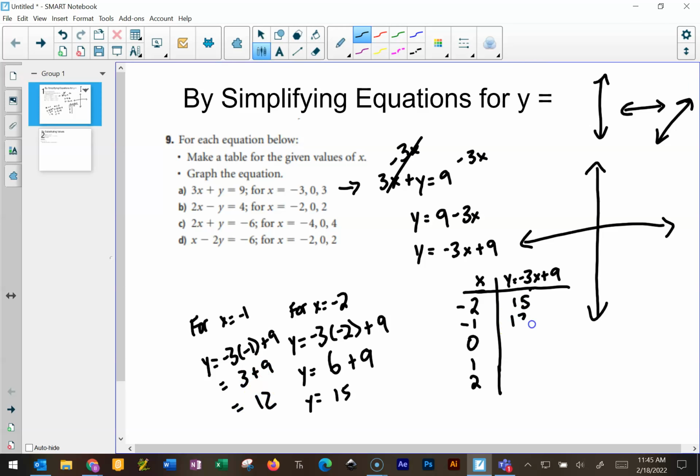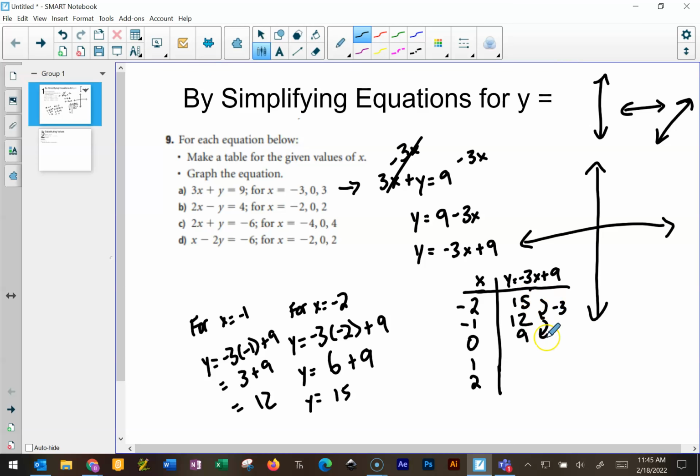And you can do these in your head after you get better at substituting numbers in for x. And 0 is very easy because anything times 0 is just 0. So if y equals negative 3x and x is 0, that basically means y equals 0 plus 9, which is 9. Once you get to this point, you can see what's happening here, right?